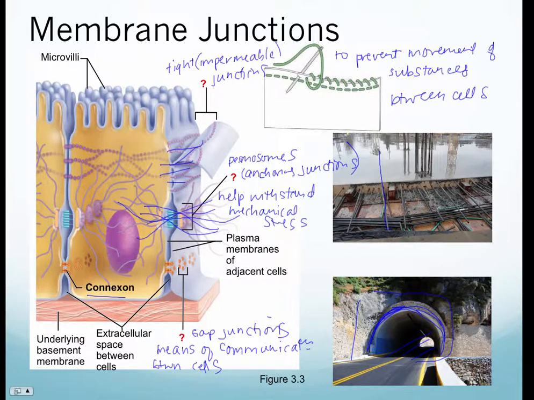And so with these gap junctions, what can we transport and transfer from cell to cell? We can transport nutrients and ions. Okay, so 3 different things.